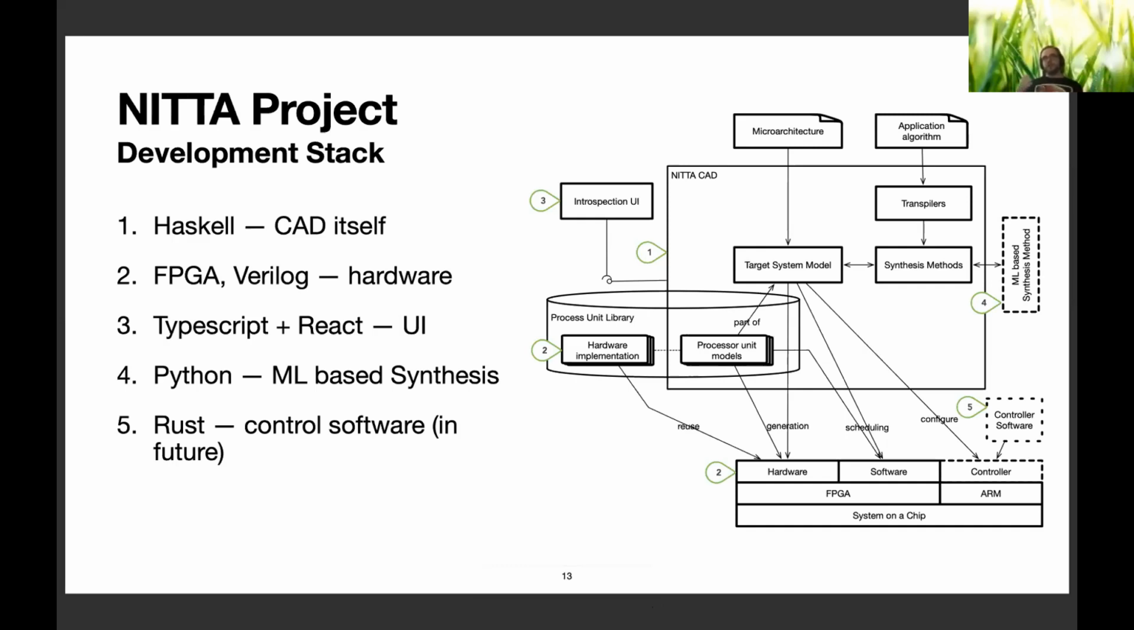And here we have the last technology, Rust. That part of the project is under development and not started yet, but in a short time we will continue working on it.